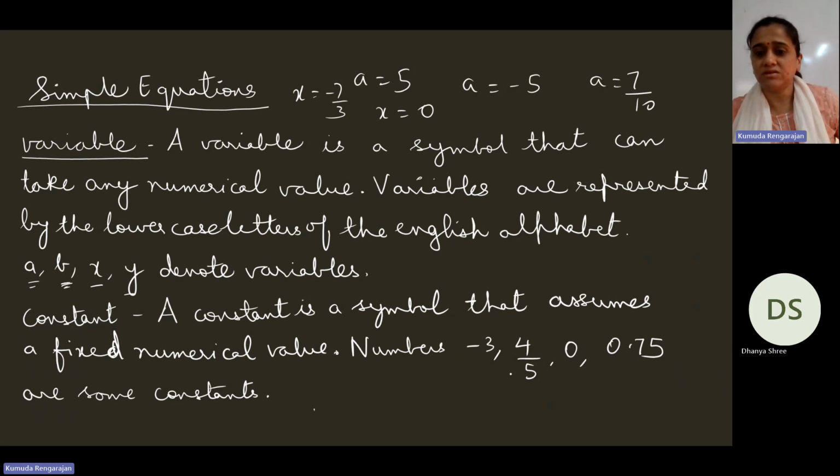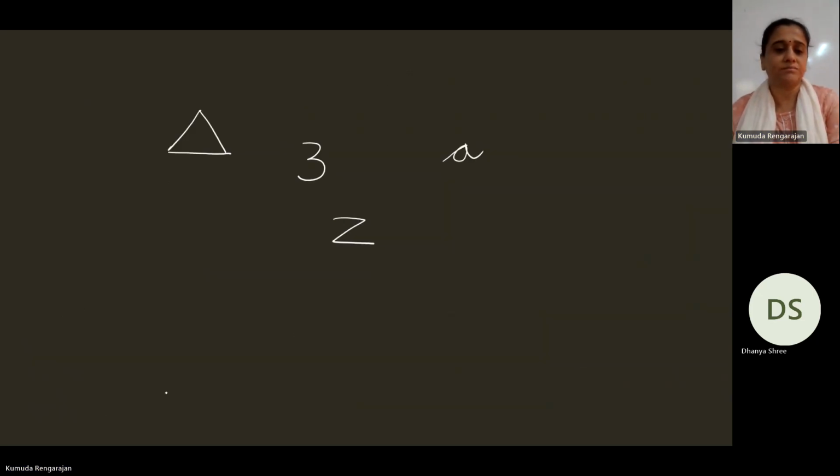But look at the constants. These numbers, 0 is 0, 0.75 is 0.75, 4/5 is 4/5. These numbers have a fixed value. So numbers are called constants because they have a fixed numerical value. So a combination of variables and constants is a simple equation. Okay, a simple equation is a combination of constants and variables. So here in a simple equation, you will find only one variable.